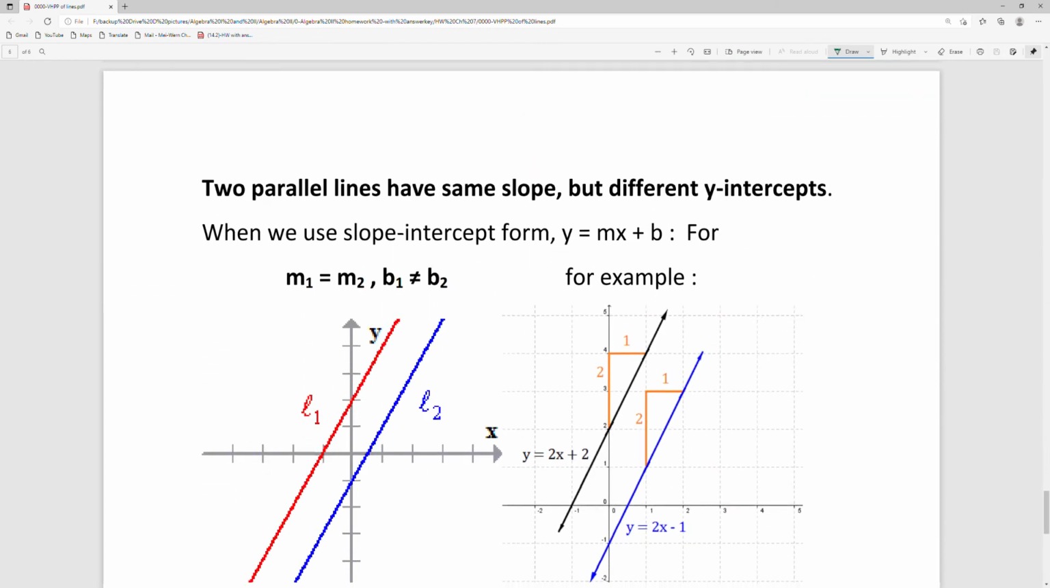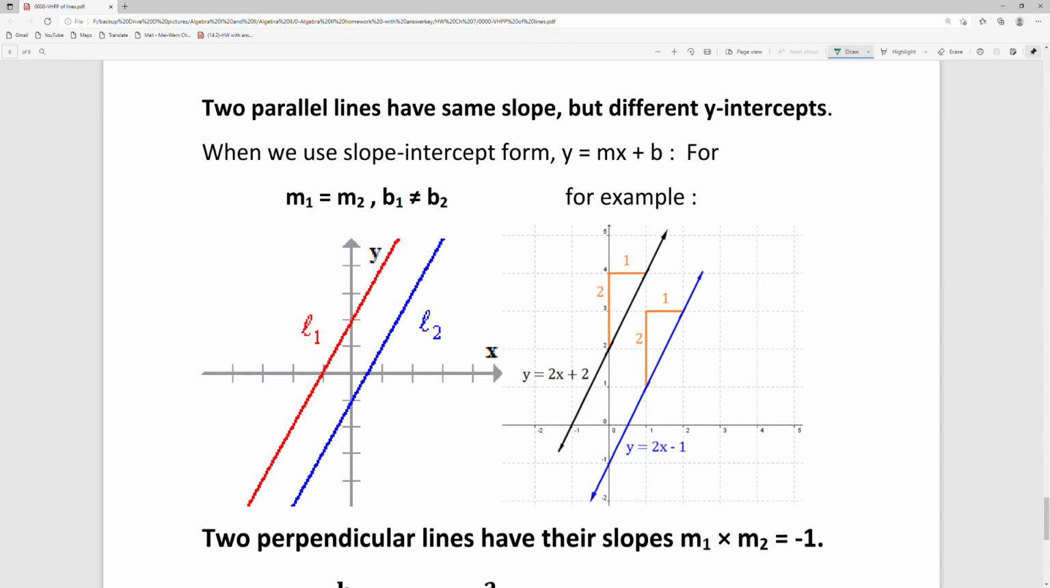Keep going. We want to talk about two parallel lines. If you have two parallel lines, they have same slope, but different y-intercept. Parallel means these two lines don't touch each other, no intersect.